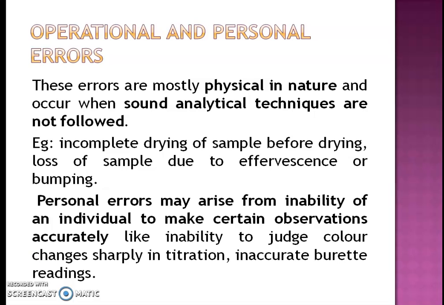Personal errors. This may arise from the inability of an individual to make certain observations accurately, like inability to judge sharp color changes in titration, inaccurate burette readings, etc. So personal errors vary from person to person. For example, if the burette reading is 11.2 and it is not observed properly, the reading may be recorded as 11.3 or 11.1 instead of 11.2.